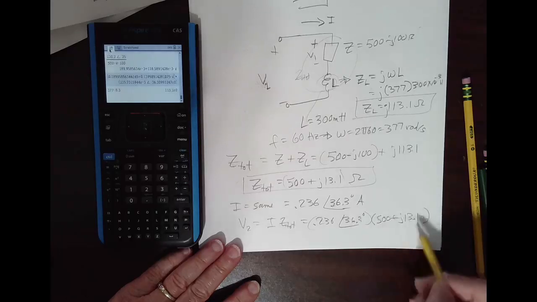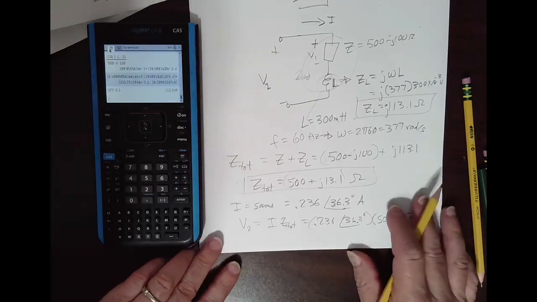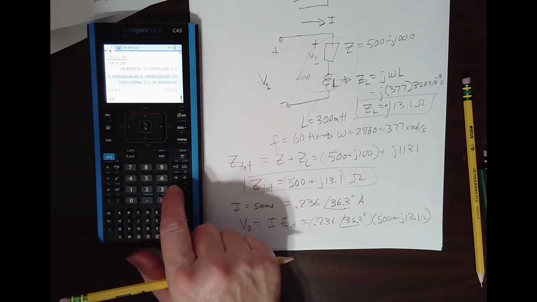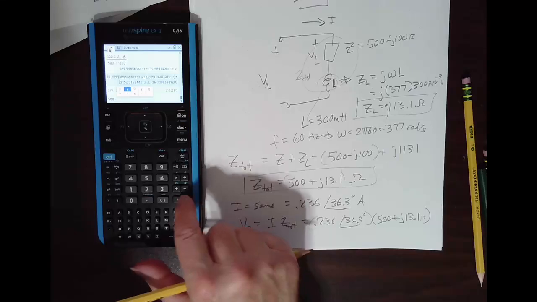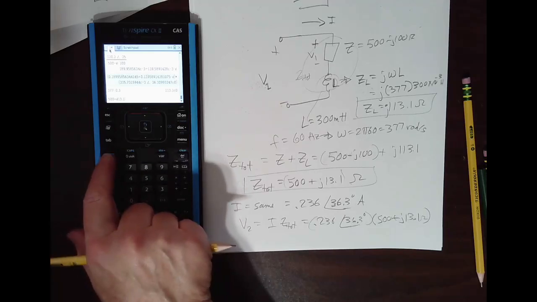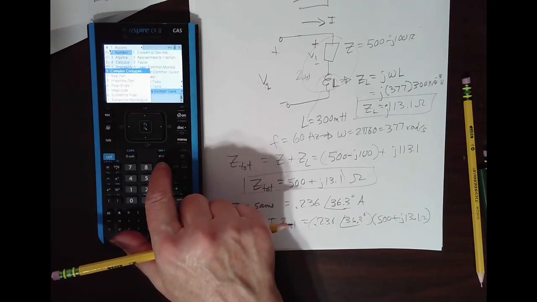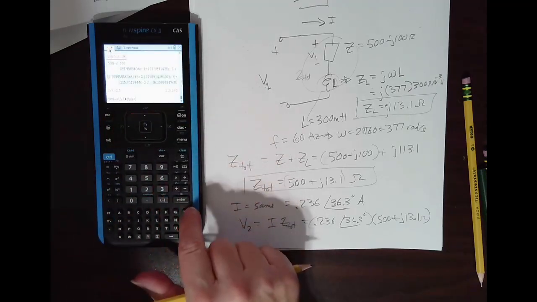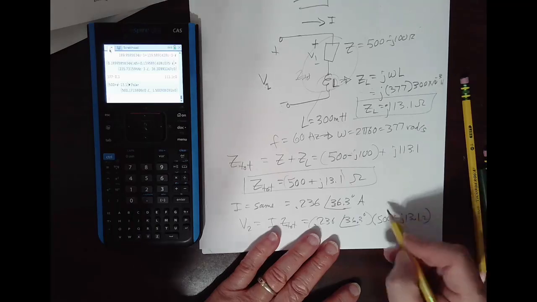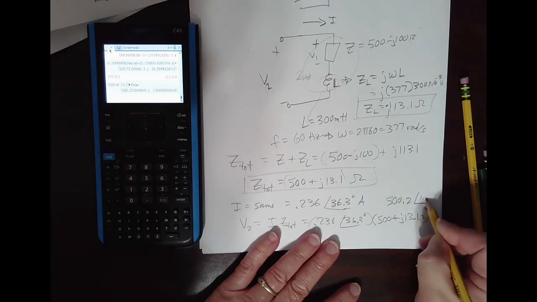We're wishing this was in polar form. Some calculators just do polar to rectangular and don't do the complex math. Let's go ahead and do that this time. So let's do 500 plus j13.1. Then we can go into the menu, complex numbers, and convert to polar, enter. And so that becomes 500.2 at an angle of 1.5 degrees.